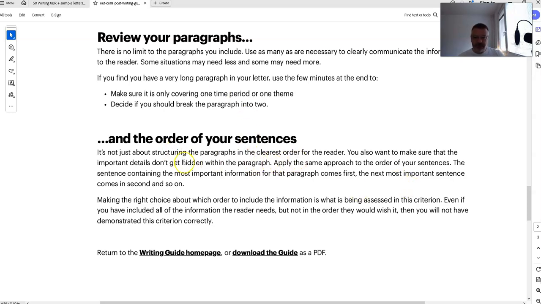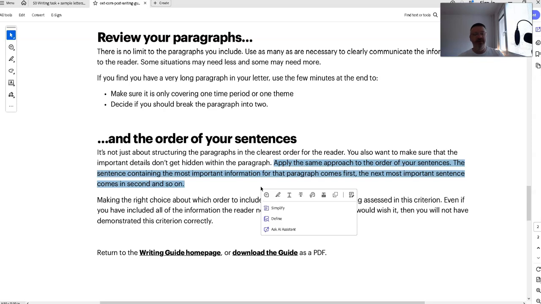But yeah, this is a key thing which we'll be looking at when we take a look at the 2 samples that people posted in my Telegram group, Prepare OET. Link below if you're watching on YouTube. If you're watching in the group, you're already there. Anyway, so sentence containing the most important information, next most important, and so on.